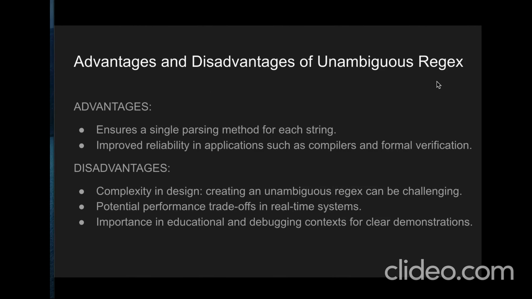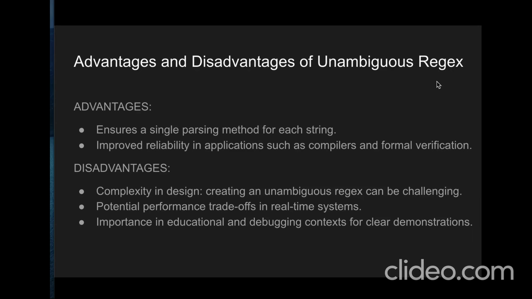There are many different advantages to having an unambiguous regular expression. When we have unambiguous regular expressions, we will have a single parsing method for each string. This ensures consistency and reliability across applications such as compilers and formal verification. This is also true because a lot of different languages use the same regular expression, and having an unambiguous, consistent regex might be very helpful.